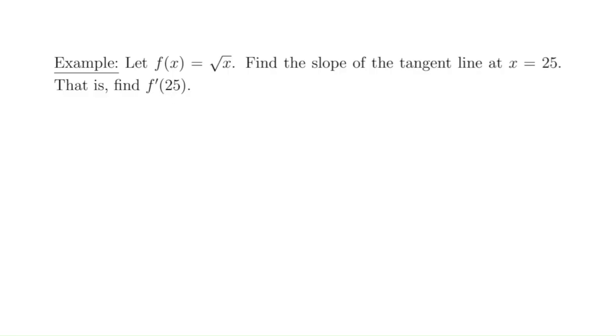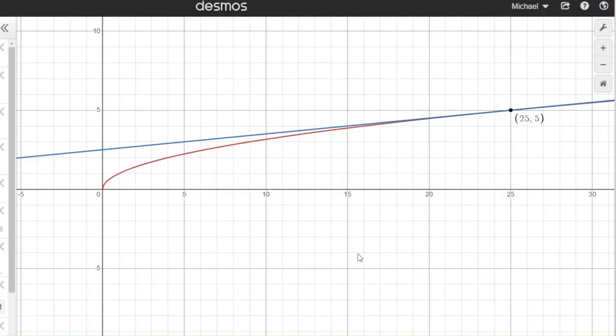So let's look geometrically here at what we're trying to do. I've graphed the function right here. Let me remove these things. Here's the function, the square root of x. Okay, and let me draw in the point 25 comma 5, and let me draw in the tangent line. Okay, the tangent line that's there is in blue.